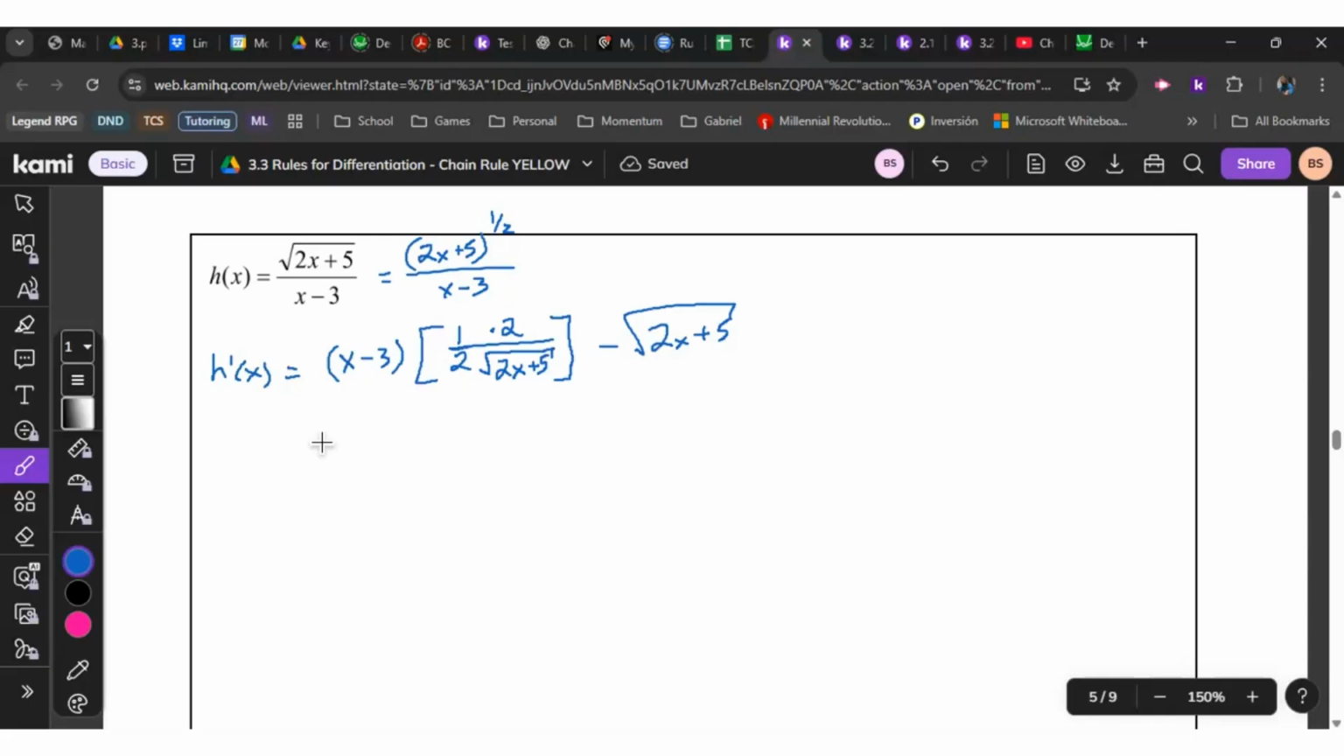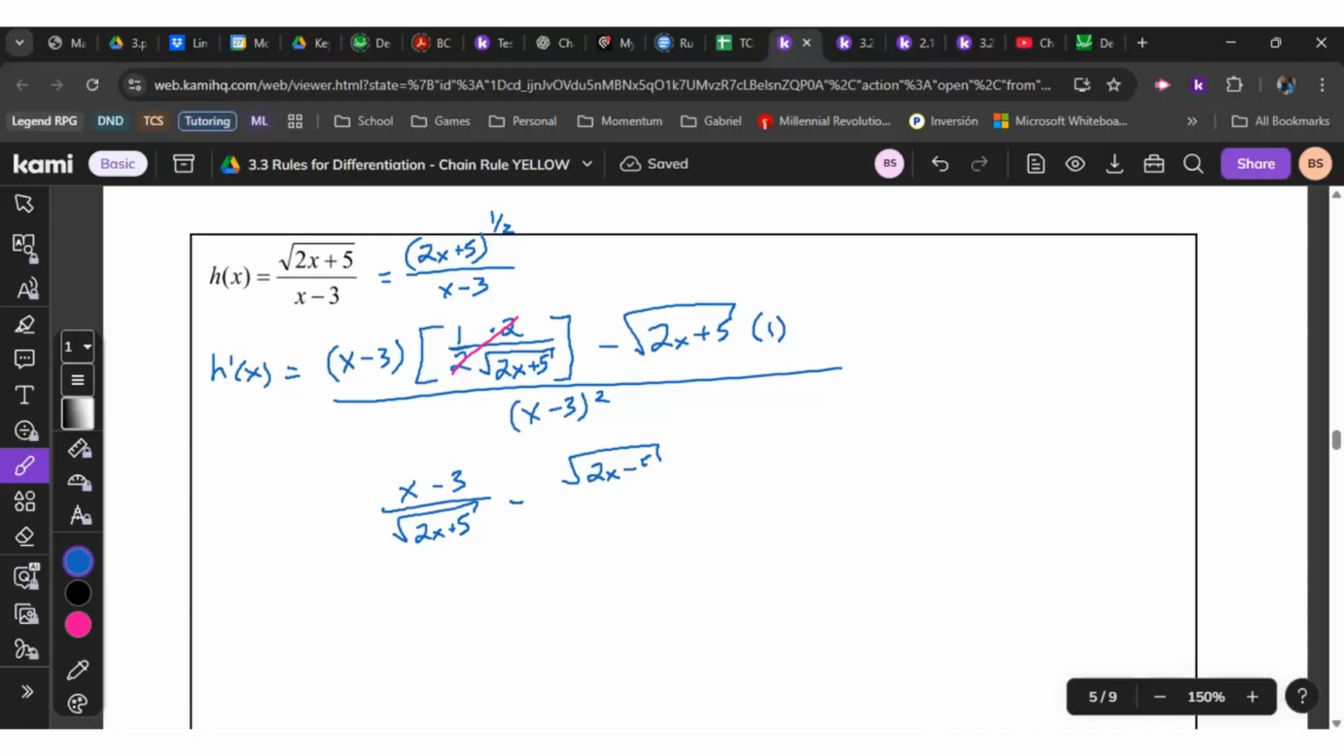Oh, you mean why didn't I put it out here? It's the same difference. I like to just simplify them a little bit as we go. Times the derivative of the bottom, low d high minus high d low, which is 1, all over x minus 3 squared. Now, realistically here, the 2's are going to cancel. We should probably combine these, so this is going to be x minus 3 over the square root of 2x plus 5.